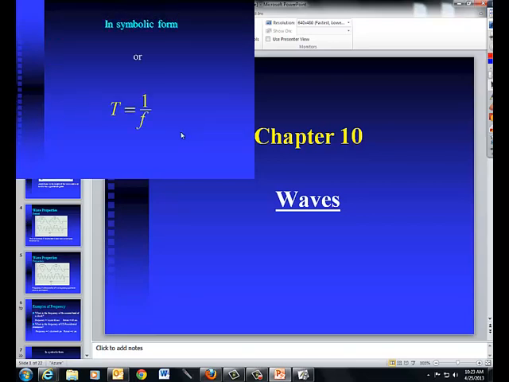So when we talk about the symbolic form, we use frequency to figure out how much time it takes for that wave to get to us. That's how we know what the speed of sound is. That's how we know what the speed of light is. And like any mathematical formula that we use in physics, it can be manipulated. So if we want to find out the frequency, but we know the time, this is how you would manipulate it.